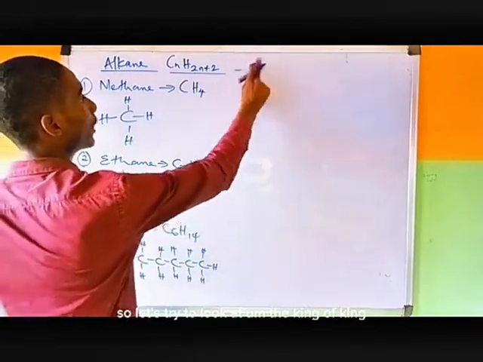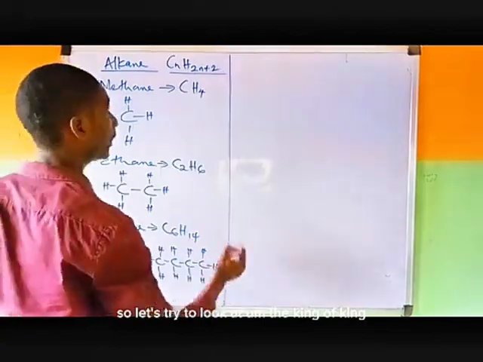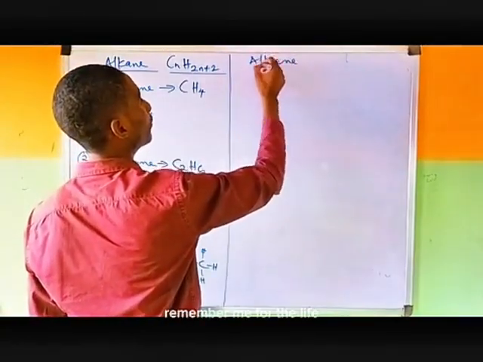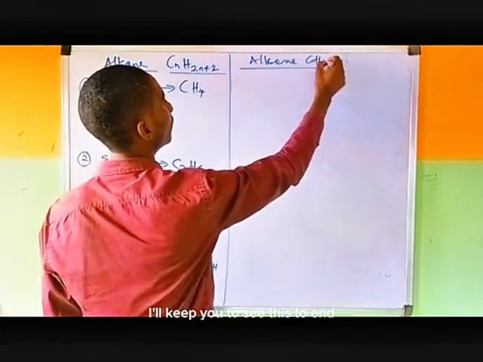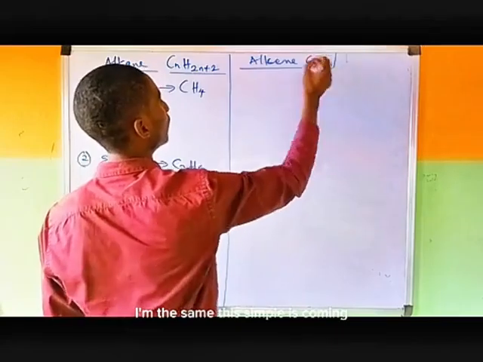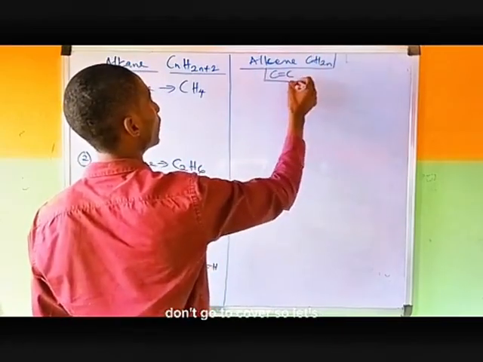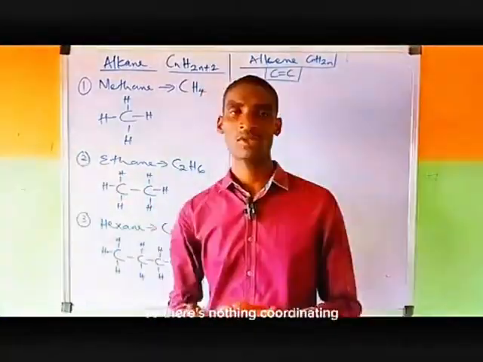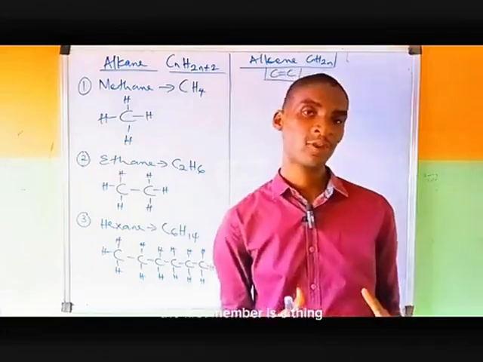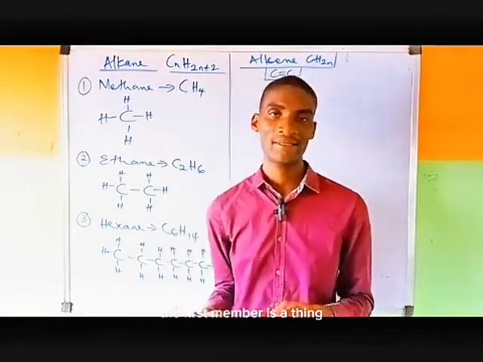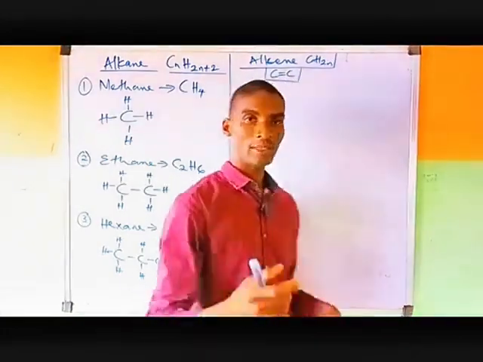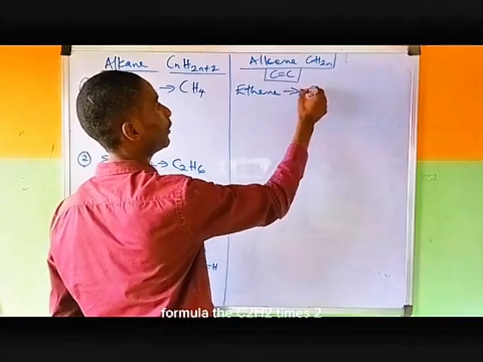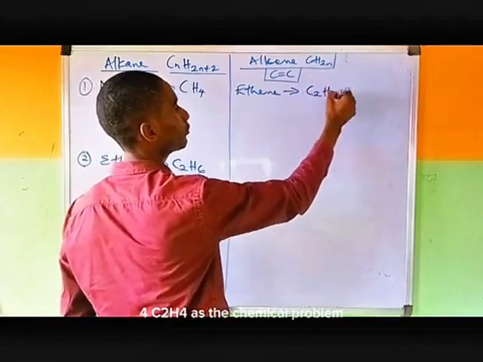Okay, so let's look at the alkene. You remember the formula for alkene is CnH2n, and the symbol is carbon double bond to carbon. And you remember there is no first member in the alkene group, so there is nothing called methene. The first member is ethene. Now let's draw ethene. The formula will be C2H, 2 times 2, 4, C2H4.